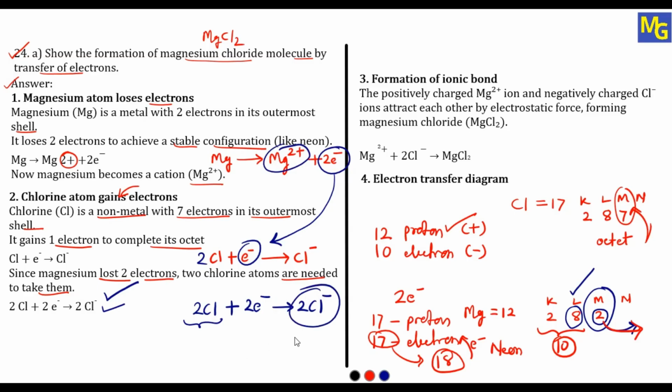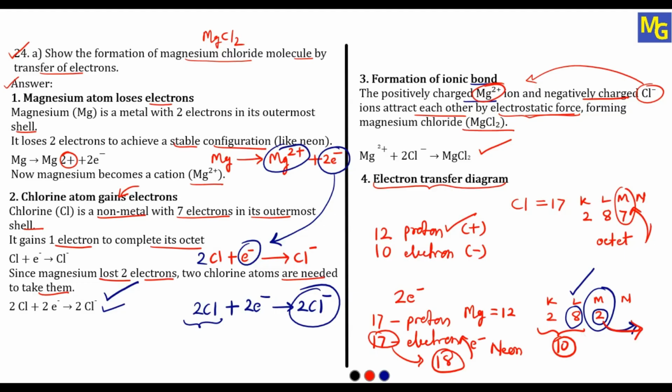Now both have to be combined. So the next step, formation of the ionic bond. The positively charged Mg2+ ion and negatively charged Cl- ions attract each other by electrostatic force. Always, as we all know, opposite charges attract. So Mg2+ is positive, Cl- is negative. Both will attract each other by a force called electrostatic force and form MgCl2, which can be shown by this reaction. Or it can also be shown by an electron transfer diagram, which I will be drawing now here.